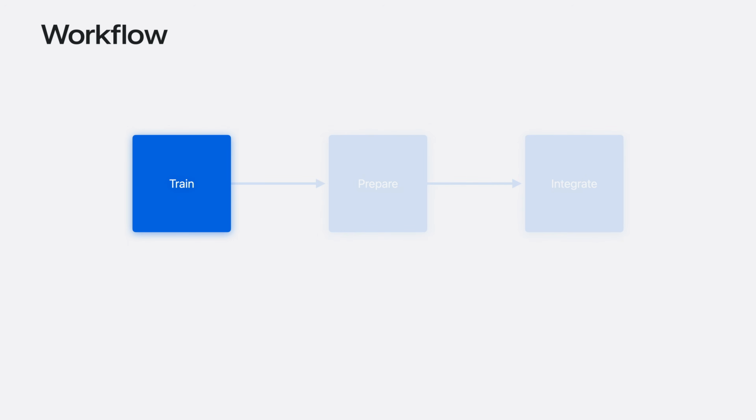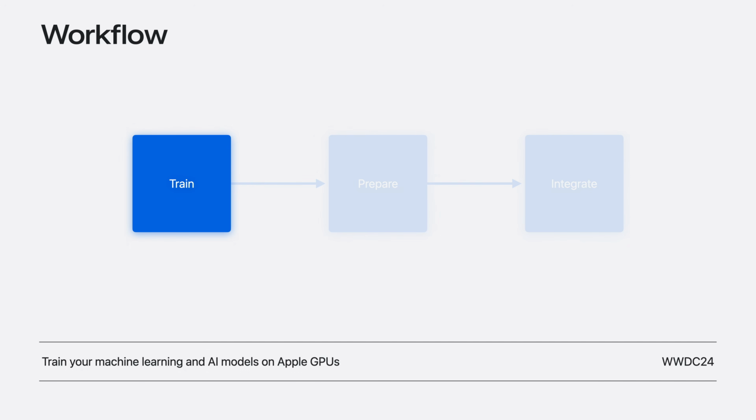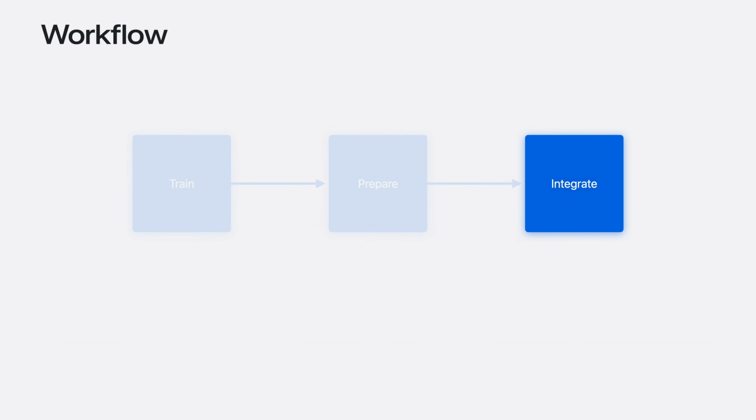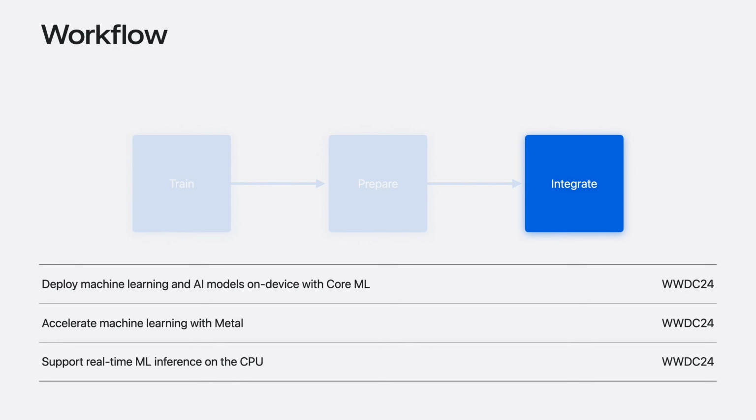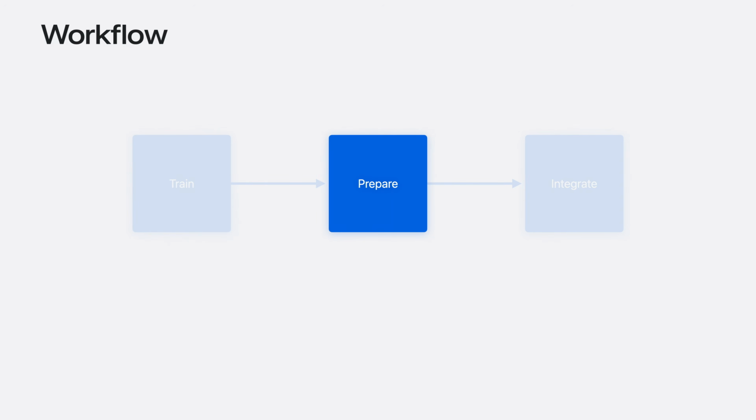For this session, I assume that you already have a machine learning model. This model could be pre-trained, fine-tuned, or trained from scratch. If you want to learn more about the latter, I recommend looking at this year's Train Your Machine Learning and AI Models on Apple GPUs video. I will not be covering the code you will write to integrate your model within your app. I recommend you check out the videos below to learn more about integration. Now let's jump in.